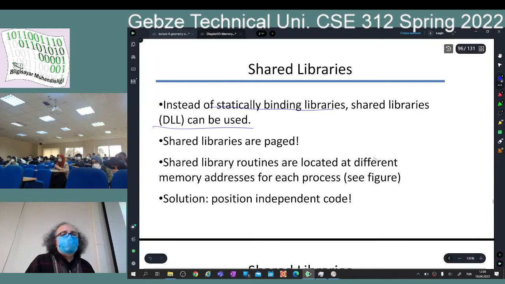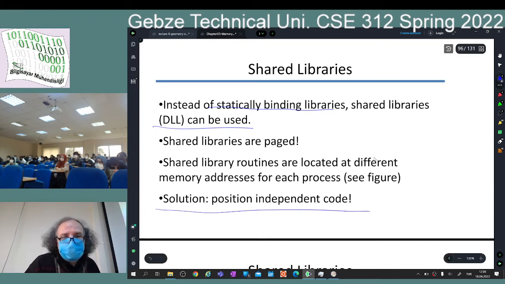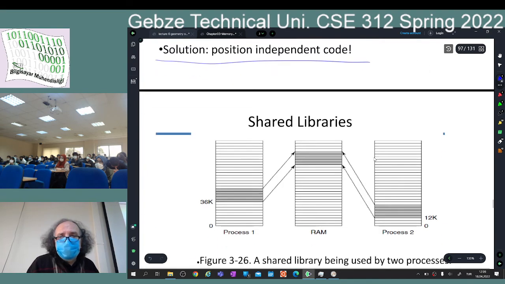If you load your DLLs and they are shared, they will be using lots of CPU. But since they are shared, I can load them up in my cache. And when I context switch between two processes, since they are sharing the same DLL, that will be a better context switch time for me because I am not going to invalidate my cache. Okay, so shared libraries are paged, and of course I need to do this position independent code.